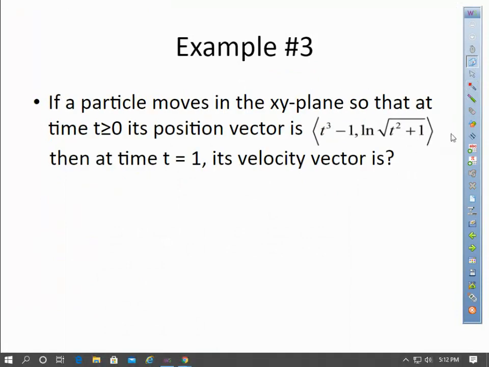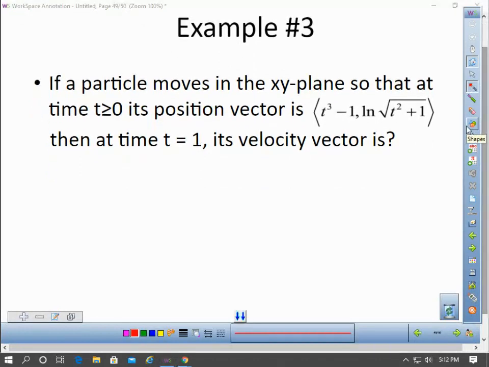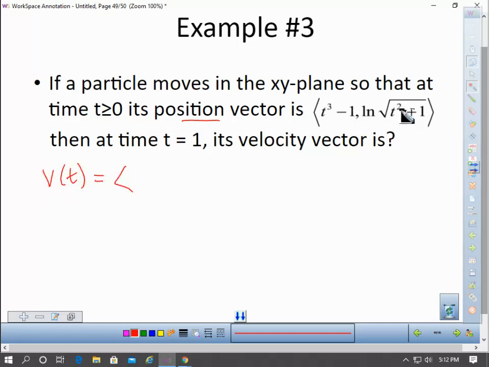Okay, problem 3. If a particle moves in the xy plane, so we're in 2 dimensions, so that at time t greater than or equal to 0, its position vector is this, then at time t equals 1, its velocity vector is going to be what? Common sense, right? This is our position vector. We already know the derivative of position is velocity, right? So that means my velocity vector, v of t, is going to be the derivative of this guy they gave me. So the derivative of t cubed minus 1 is 3t squared.